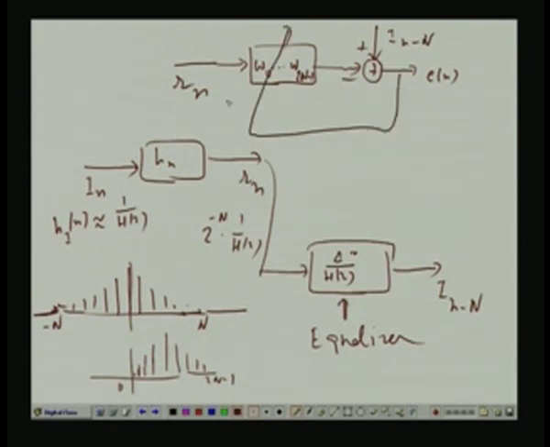What is the equalizer? If this is trained properly, this will approach the equalizer z to the power minus n by H z, and therefore, the output will be a good estimate of I n minus capital N. This is called adaptive equalization. There are many other applications of adaptive filter.